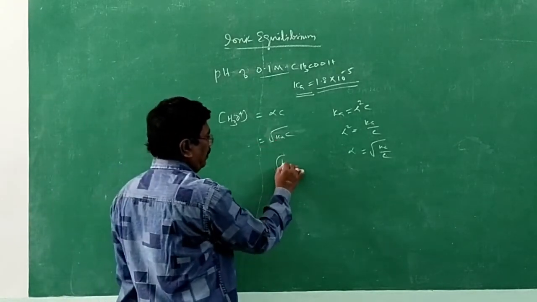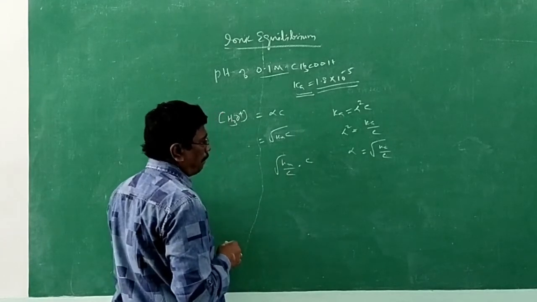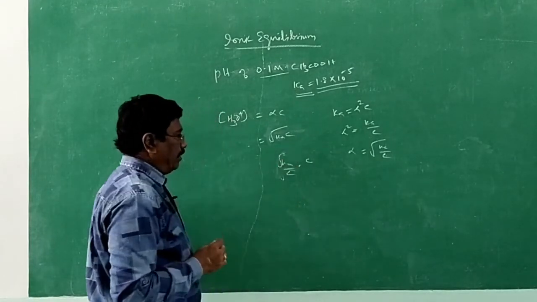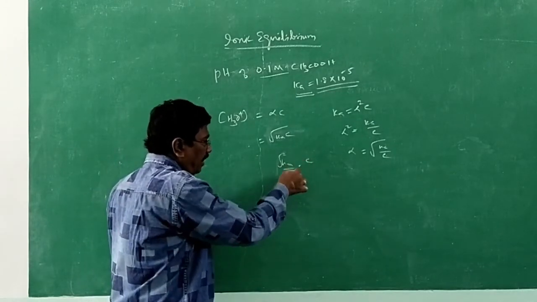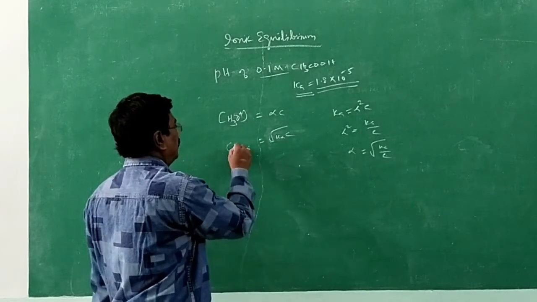Alpha is root of Ka by C, here multiplied by C. It is root Ka, root C. Root C, C when divided by root C, becomes root C. So hydrogen concentration is root of Ka into C. That formula we have given.